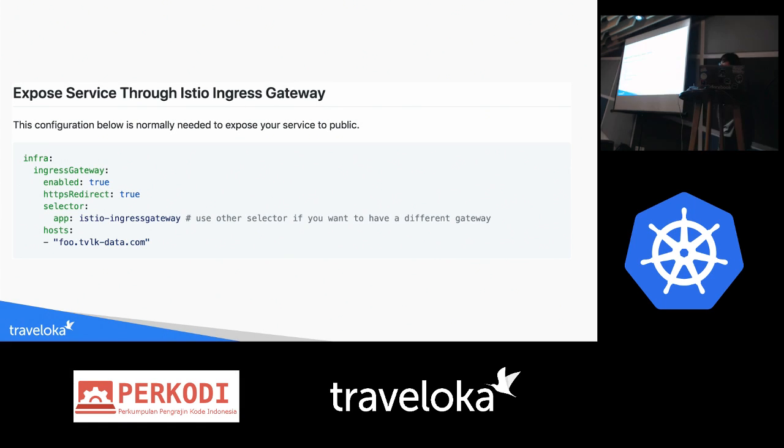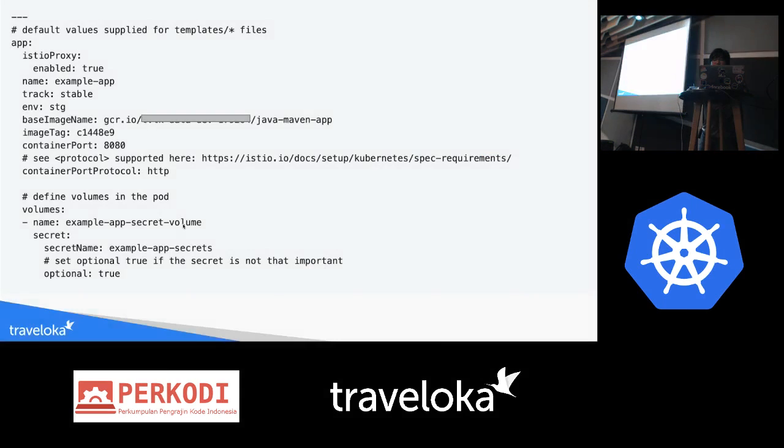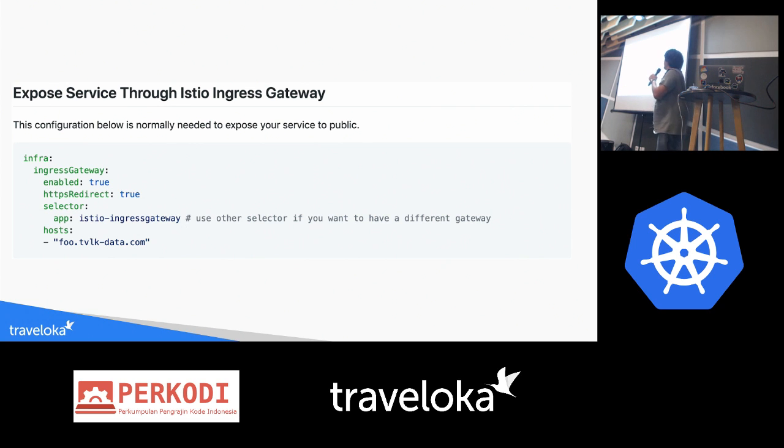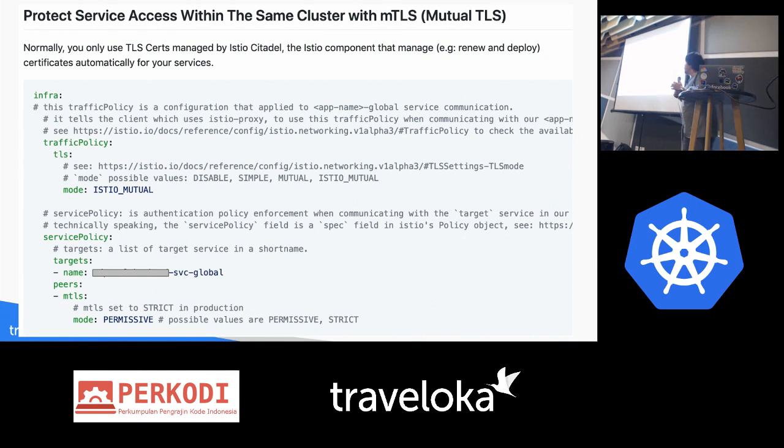And this is how we did the infra Helm chart. I'm going to show you here. If we want to use the shared ingress gateway, we just need to define the Istio ingress gateway, and then we define the host. Then basically we give infra at the beginning, and then specify other things like whether it's going to be HTTPS and what the gateway is, whether we are going to use the shared ingress gateway or a dedicated gateway. And then if we want to protect the services, this is what I was talking about.